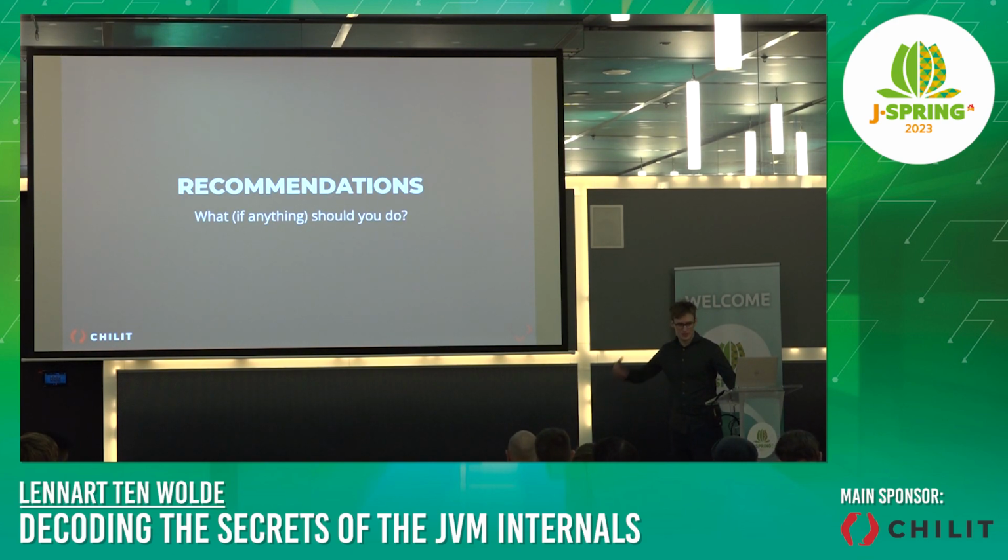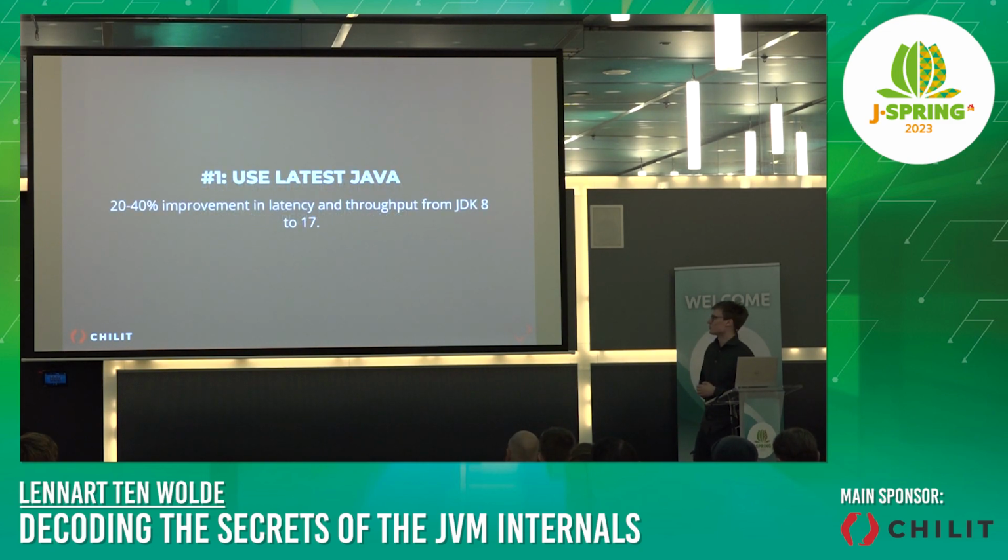So what are some things that you might take away from this that you should actually do in your own application? Well, first of all, use the latest version of Java. You can get a 20 to 40% improvement in both latency and throughput just by updating from Java 8 to 17. This is thanks to all the hard work by the developers who are working on lots of different systems, including the garbage collectors. You'll find that it depends a bit on the application, but specifically memory management has been vastly improved.